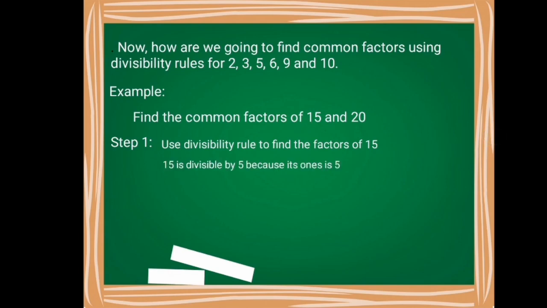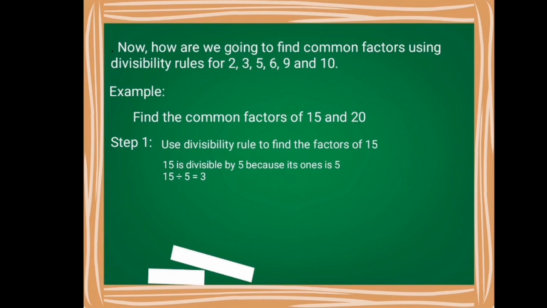15 is divisible by 5. Kasi ang ones niya ay 5. Kaya alam natin kagad na ang 15 ay pwedeng i-divide sa 5. So, 15 divided by 5 equals 3. Diba ang sabi natin about sa factors? Ang number na pwedeng i-divide ng eksakto na walang natitirang remainder mula sa isang number, then yun daw ay factor.